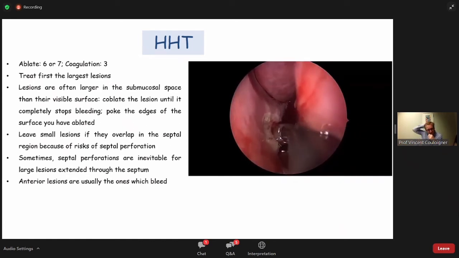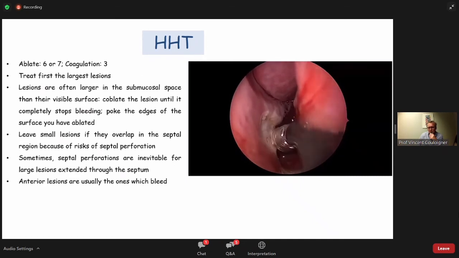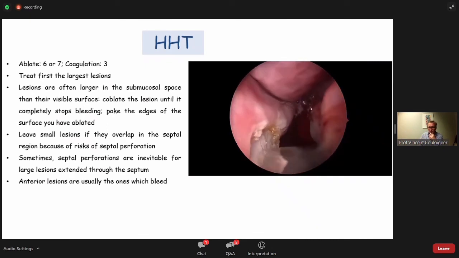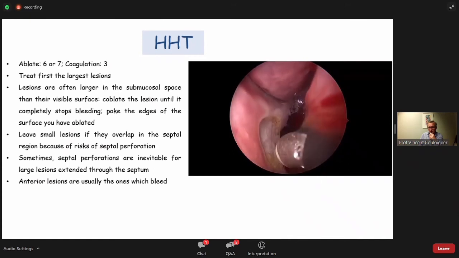And you can see that there is still some residual lesion under the mucosa. So you might think that you have treated the whole surface initially because of the appearance of the lesion at the level of the mucosa. But then you have to go on around as long as it bleeds to be sure that you completely treated the lesions at the submucosal level.